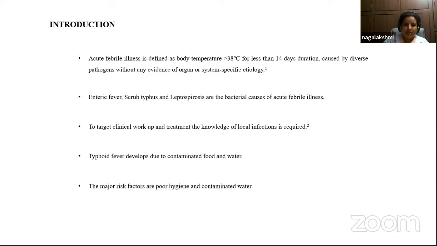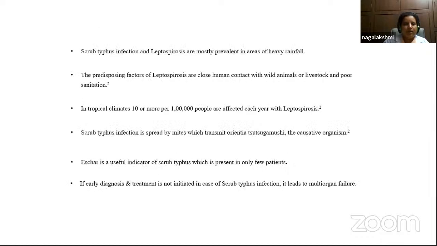Enteric fever, scrub typhus, and leptospirosis are the bacterial causes of acute febrile illness. To target clinical workup and treatment, the knowledge of local infections is required. Typhoid fever develops due to contaminated food and water. The major risk factors are poor hygiene and contaminated water. Scrub typhus infections and leptospirosis are mostly prevalent in areas of heavy rainfall. The predisposing factors of leptospirosis are close human contact with wild animals or livestock and poor sanitation.